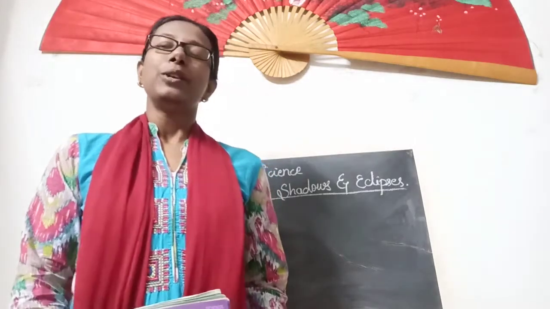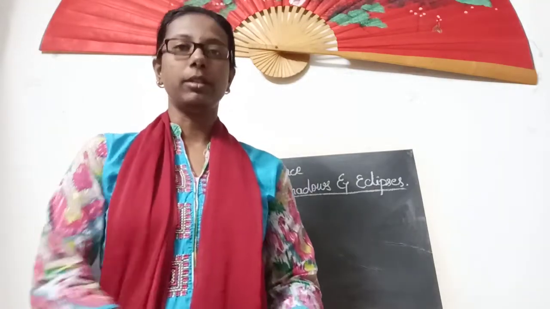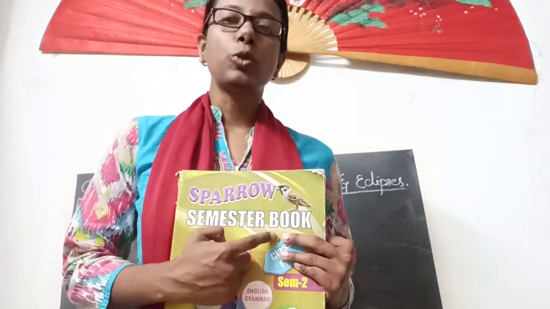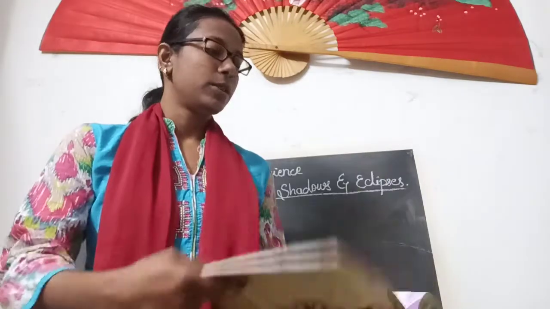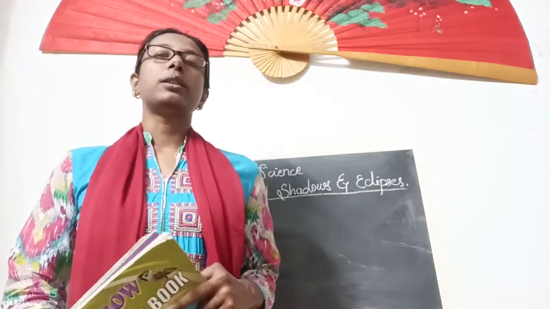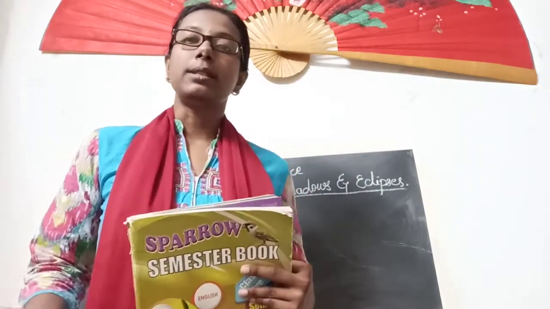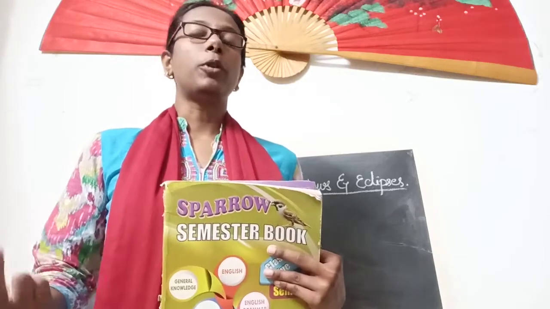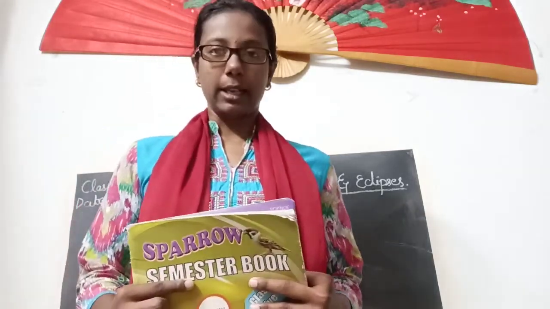Hello children. So today in science we are going to start a new chapter from semester 2 book. So that is chapter number 1, shadows and eclipses. So before moving on to the shadows and eclipses, first let us know what produces the shadows and eclipse.